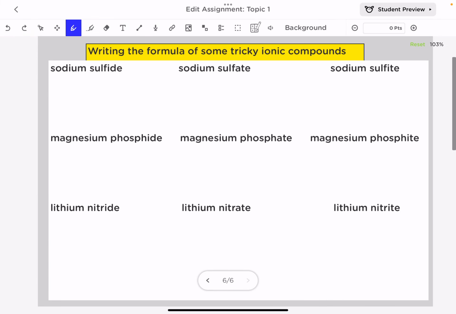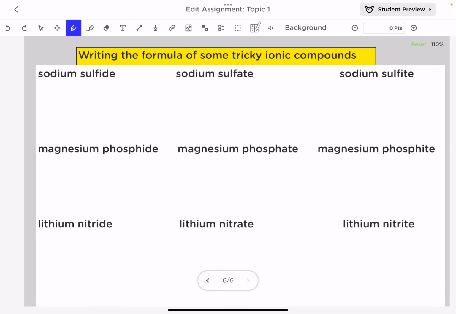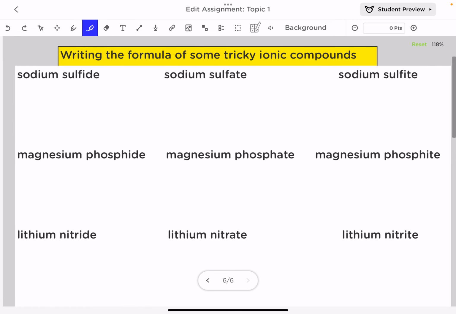Sometimes when we are writing the formula of ionic compounds, it could be a bit tricky. So let's look at these given examples over here. We have to be careful with the termination written. So for example, writing the formula of sodium sulfide is different from sodium sulfate or sodium sulfite.